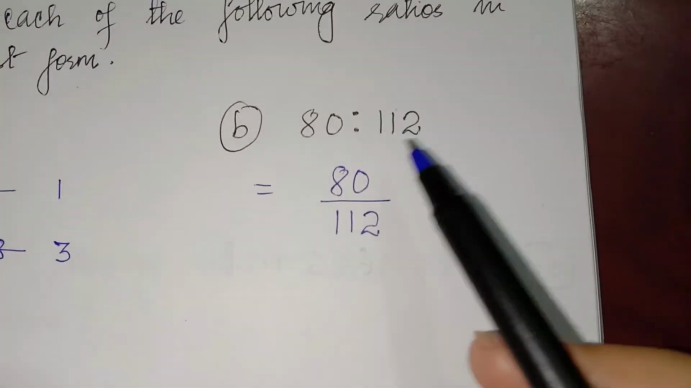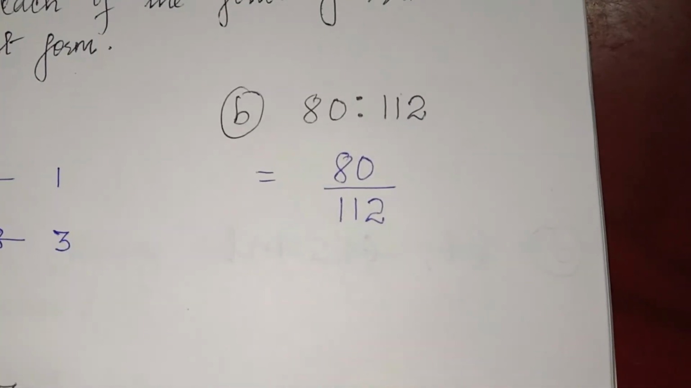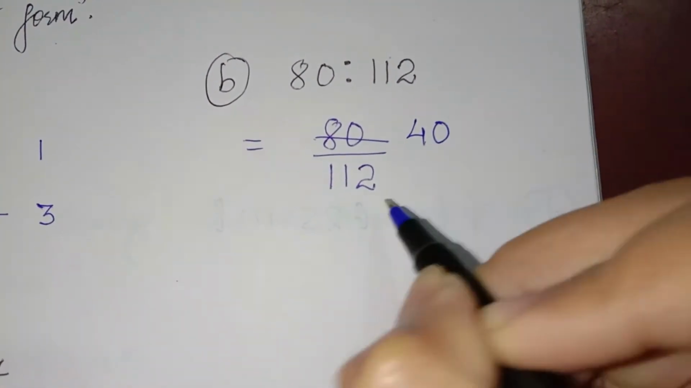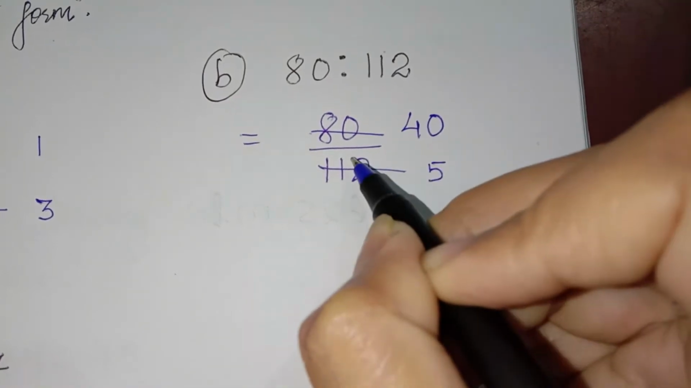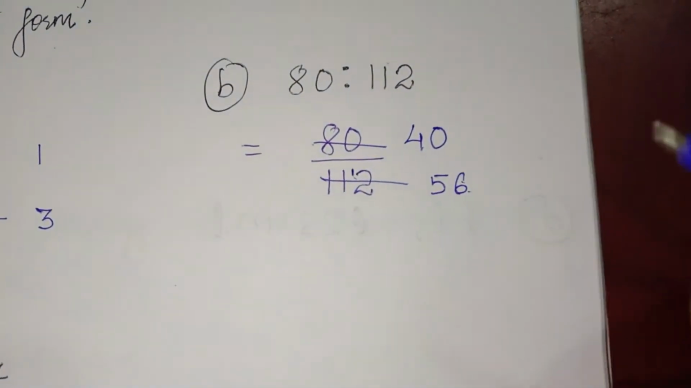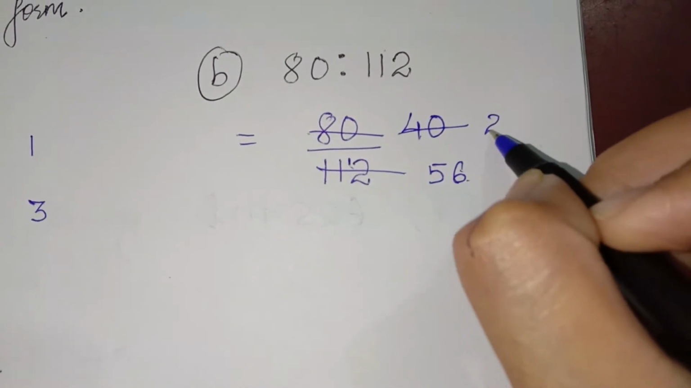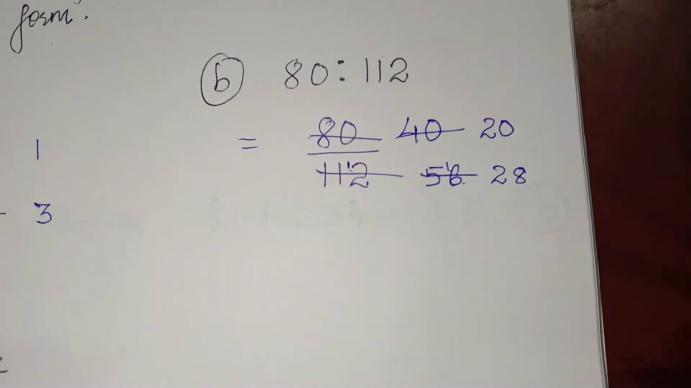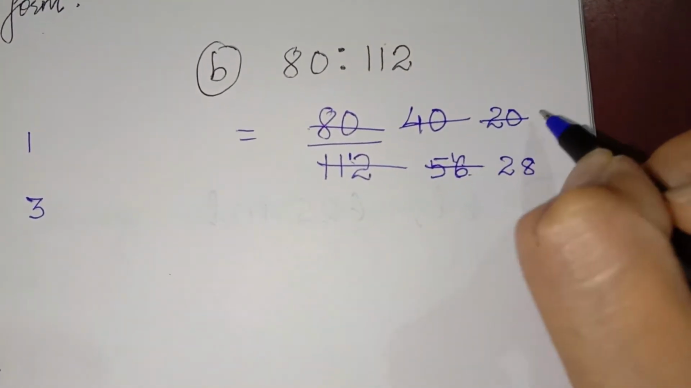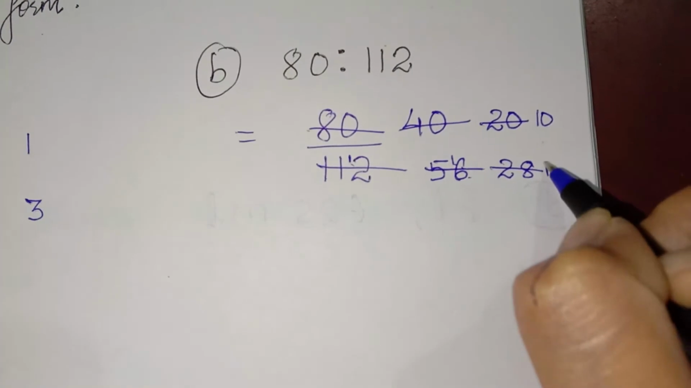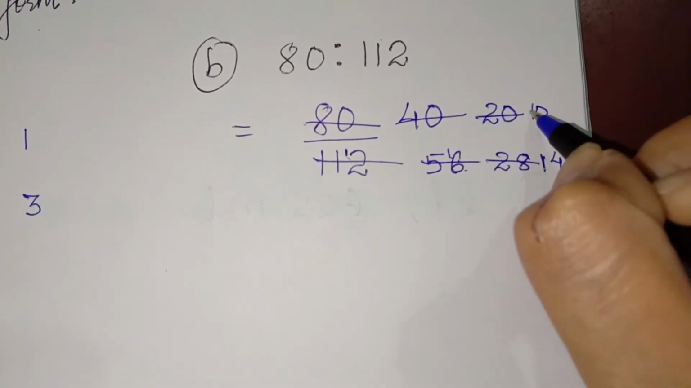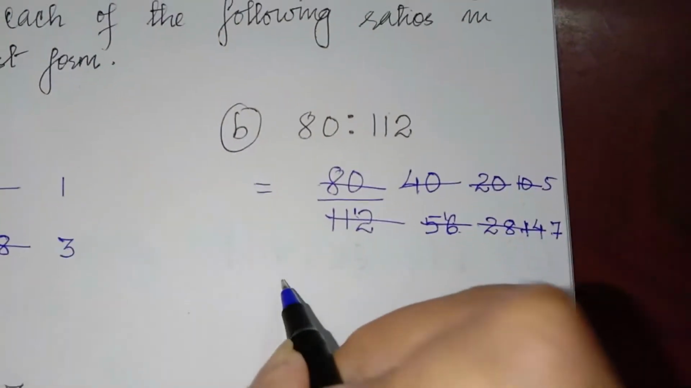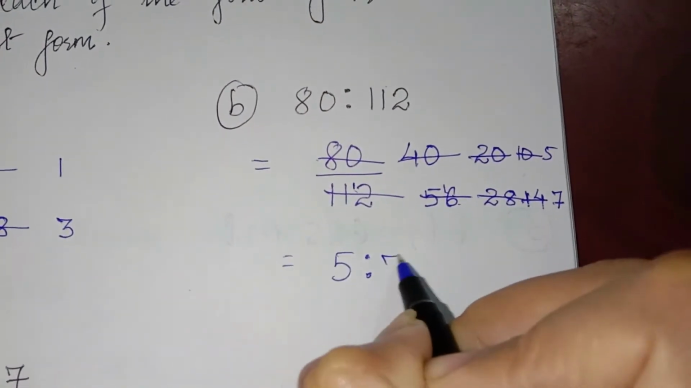Next is 80 is to 112. Both are even numbers, so we can cancel with 2. 2 fours are 8, 0. 2 fives are 10, remainder 1. 2 sixes are 12. Again we cancel with 2. 2 twos are 4, 0. 2 twos are 4, 2 eights are 16. Now we can cancel with 2 again. 2 tens are 20, 2 ones are 2, 2 fours are 8. Now 2 fives are 10, 2 sevens are 14. So the answer is 5 is to 7.